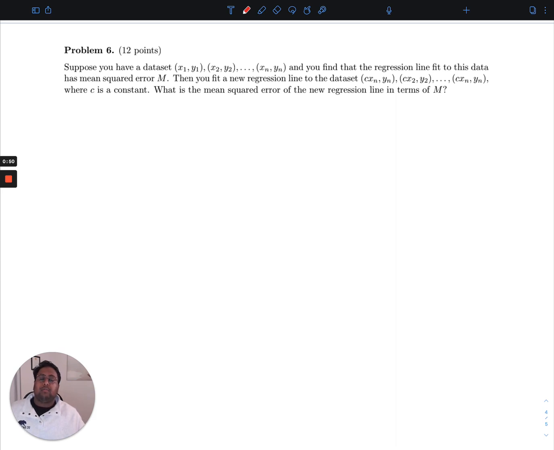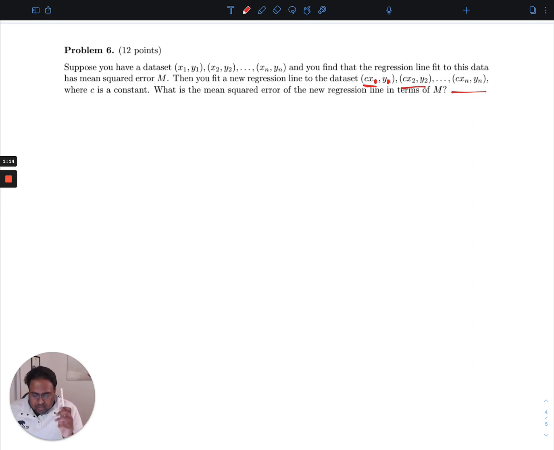Then we modify our data set by multiplying all of the x data points by c. So you can see here we have c x1, I'm guessing, c x2, y2, c xn, yn, where c is some constant. And we're asked what the mean squared error of the new regression line is in terms of m.